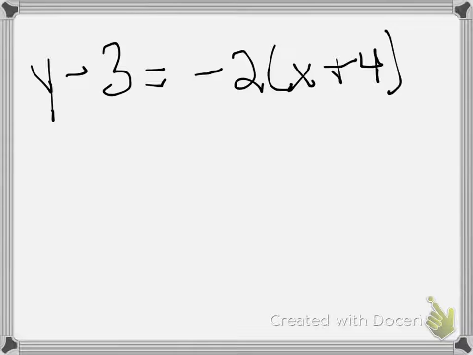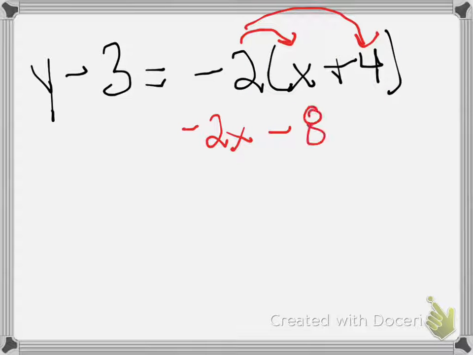Ooh, this is in point-slope form. Oh man, so what the heck am I going to do first? Well, the first thing I need to do is get rid of these parentheses. So I'm going to have to distribute. So negative 2 times x is negative 2x. Negative 2 times 4 is negative 8. And then I'm going to bring everything else down.